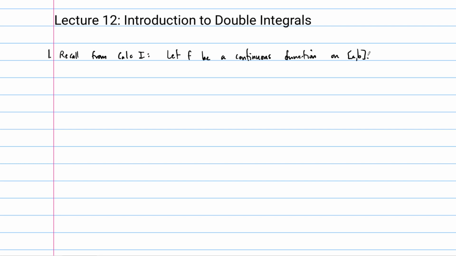And then let's consider the following. If our function is continuous, then we can draw a nicer picture, right? So here's our y-axis, our x-axis, here's our a, here's our b, and maybe our curve looks something like this, the graph of our function, f of x.